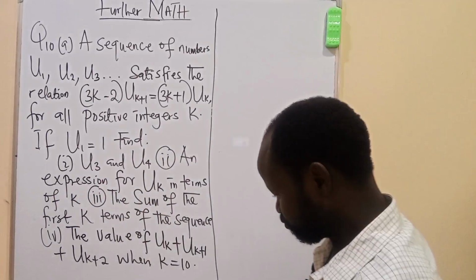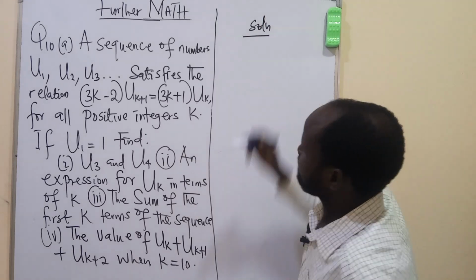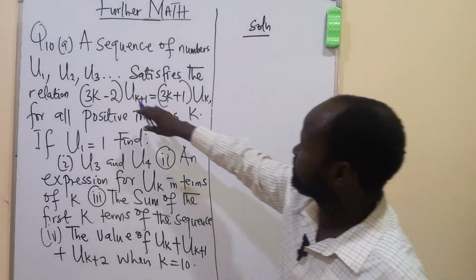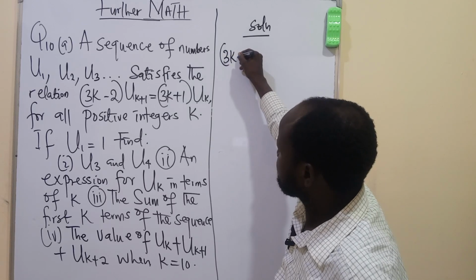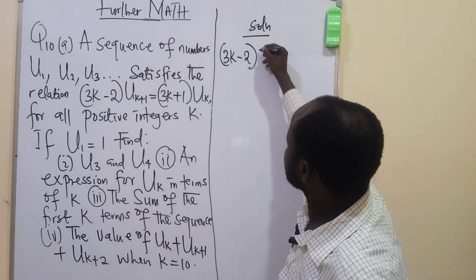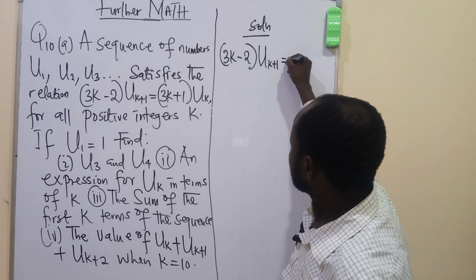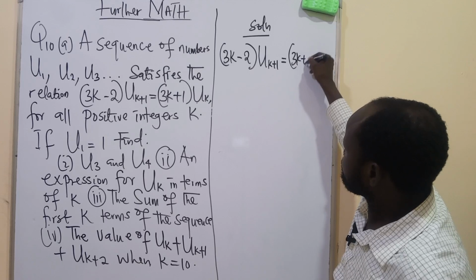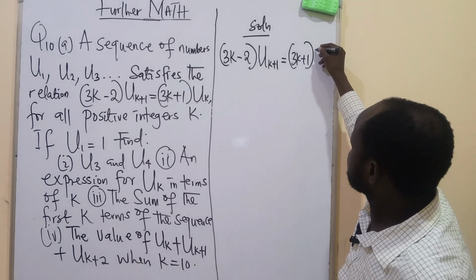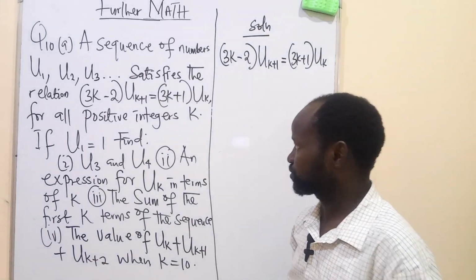Our first thing to do, we write down the solution. We have this relation. Let's write down the relation. We have (3k minus 2) times U(k+1) is equal to (3k plus 1) multiplied by U(k). This is the relation that was given to us.